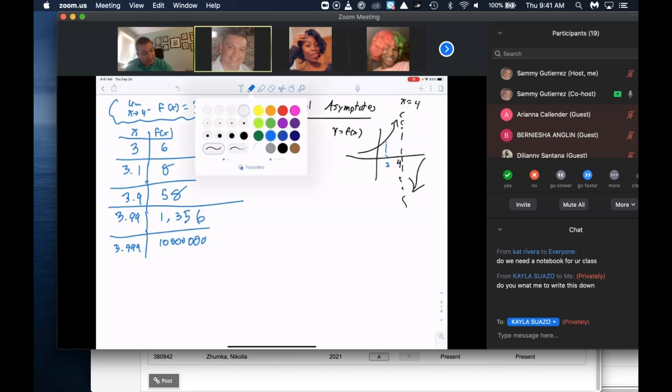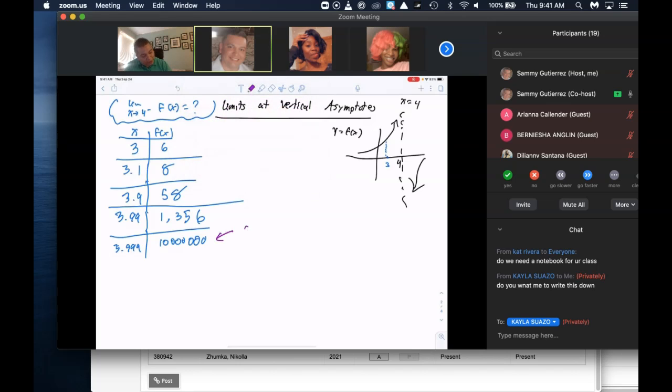What we say about this graph, we say that the output is growing closer and closer to positive infinity. It's going to keep getting bigger. The output's going to get bigger and bigger and bigger and bigger. A million, a billion, a jillion, Google.